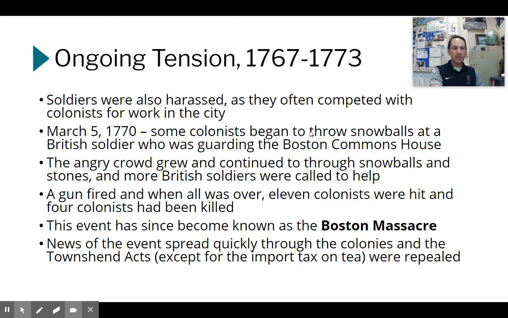1770, you got the Boston Massacre. Because tensions are brewing, the British are here. They're forced to be quartered in Boston at colonial expense. They're not getting paid very well. This is another time of economic depression. They're competing with colonists for jobs. One thing leads to another. Long story short, the Boston Massacre happens. Five American colonists lay dead, Crispus Attucks being one of them.